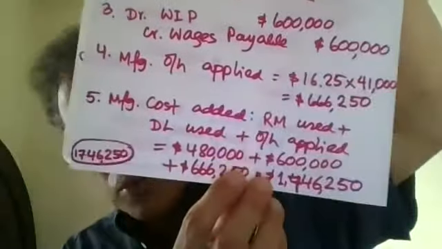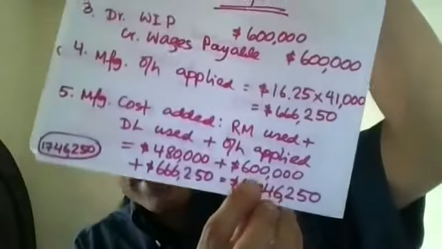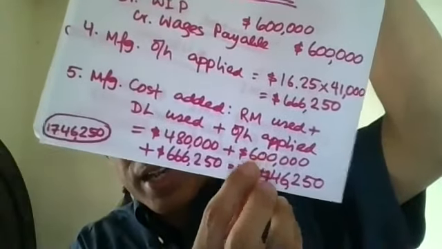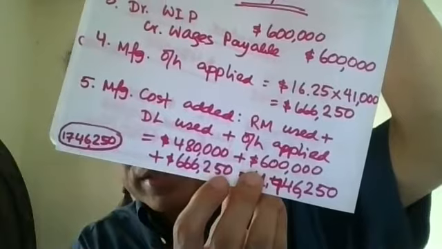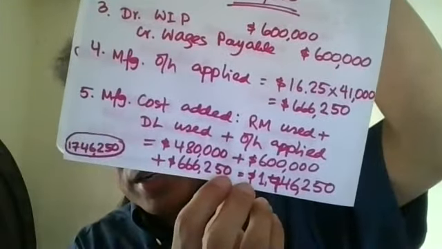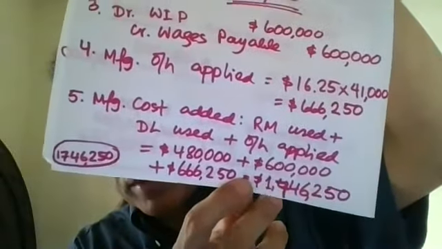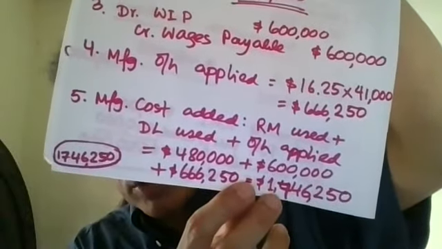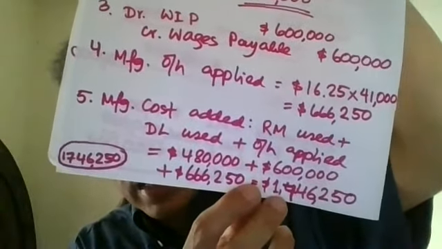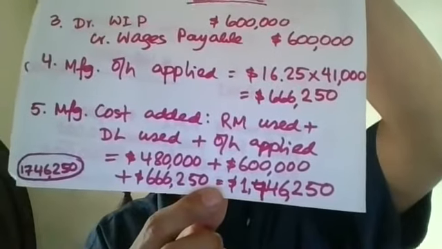Here it is, $480,000. Labor used, $600,000, and overhead applied was $666,250. So the three together is our total manufacturing cost. There's a little bit of a mess here, but you can add the three numbers and write it cleanly. So it's $1,746,250. That's the total manufacturing cost.